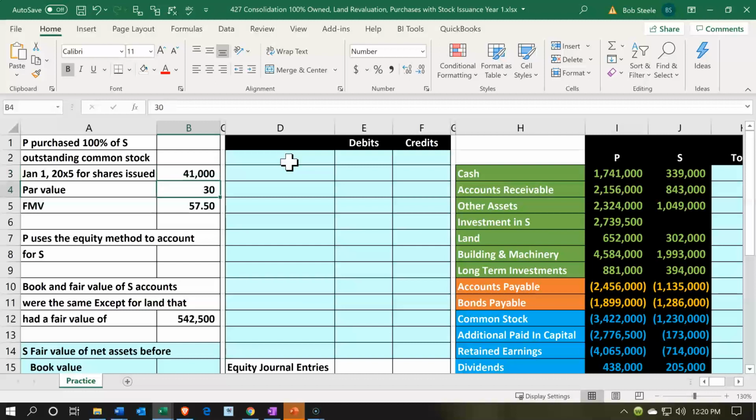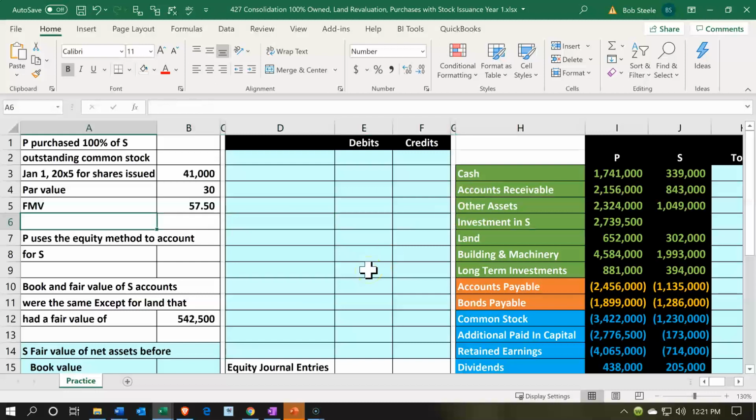The par value was $30 for P's stock that was issued to purchase S's outstanding shares, and the fair market value was $57.50. P uses the equity method to account for S. So when we're looking at this account right here, the investment in S, P will account for that on their books using the equity method. Of course, we will have to remove that account with the consolidation.